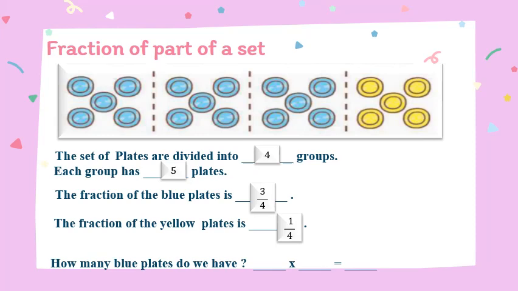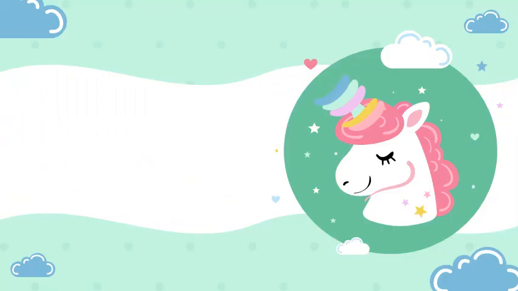We studied before: if I have the same number repeated several times, I use multiplication. Here I have 3 groups. Each group has 5 plates. So that's 3 groups times 5 plates equal 15 plates in total in blue.